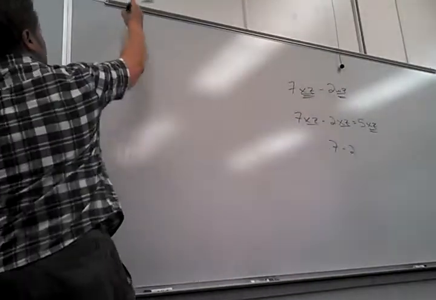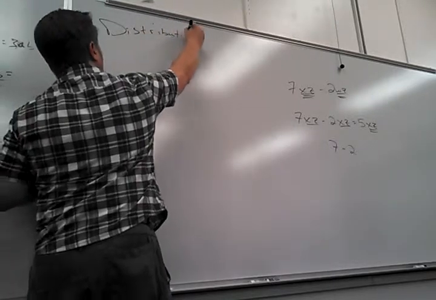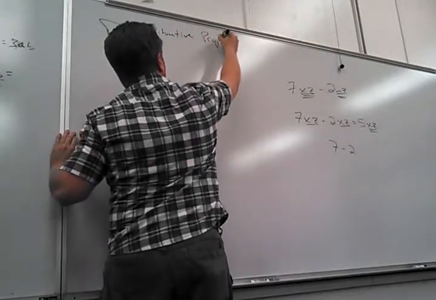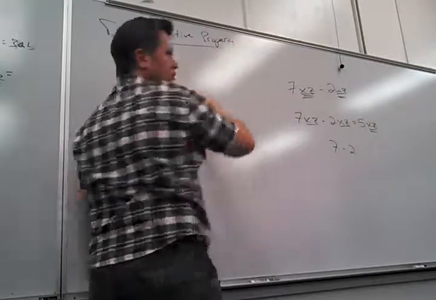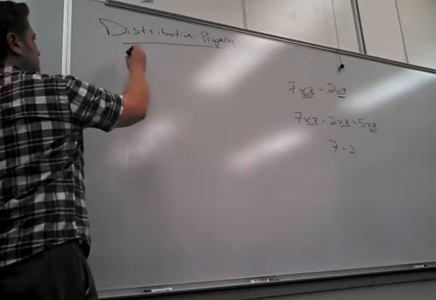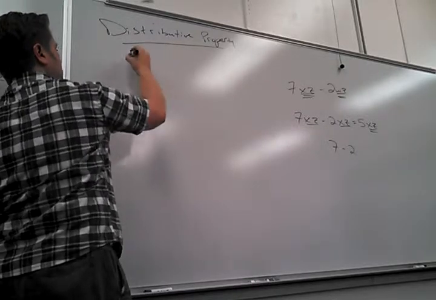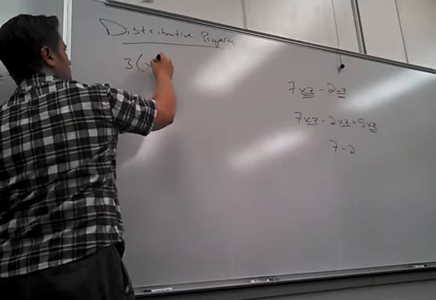So the next kind of thing we need to be able to do, more complicated, is the distributive property. I think I've talked a little bit about this before. I think I even showed you why it works. But the basic idea behind this is, let me see, let me make this through.